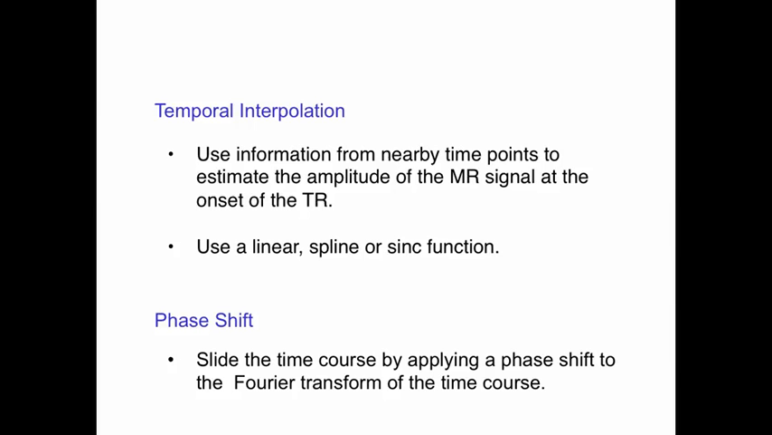So the idea behind temporal interpolation would be that you use information from nearby time points to estimate the amplitude of the MR signal at the onset of the TR, for example. And then you use some sort of spline or linear or sinc function in order to shift it so that they're measured at the beginning of the TR or the middle of the TR or whatever you choose as your target. You can also use ideas from Fourier analysis to slide the time course by applying what's called a phase shift.